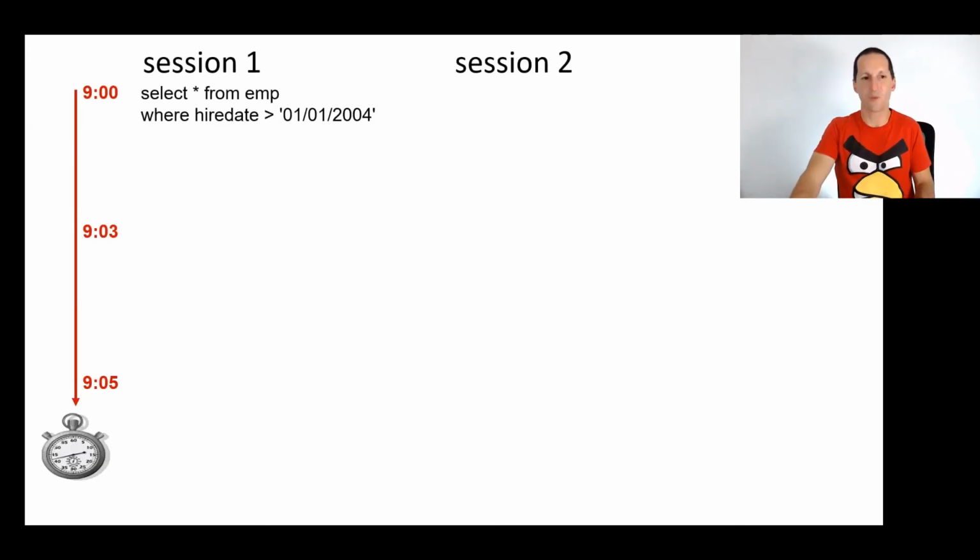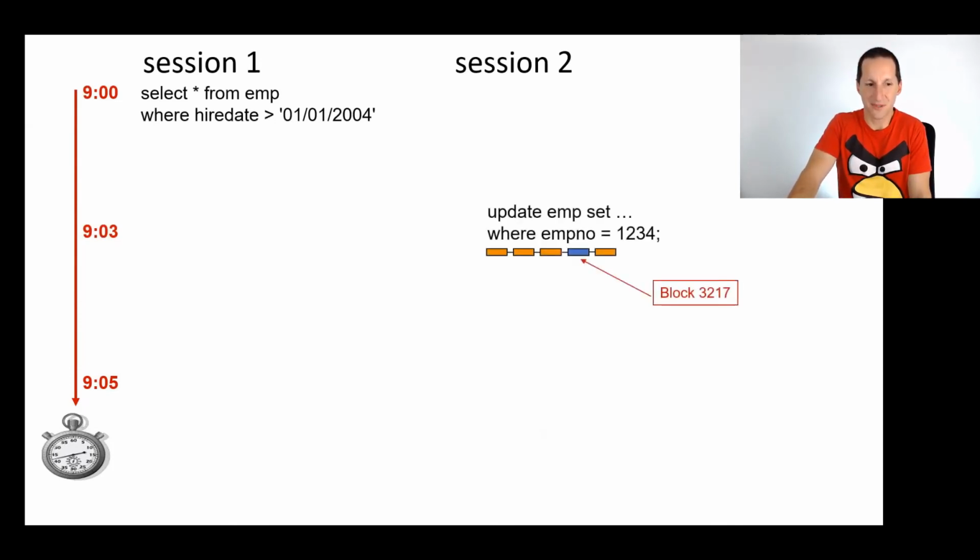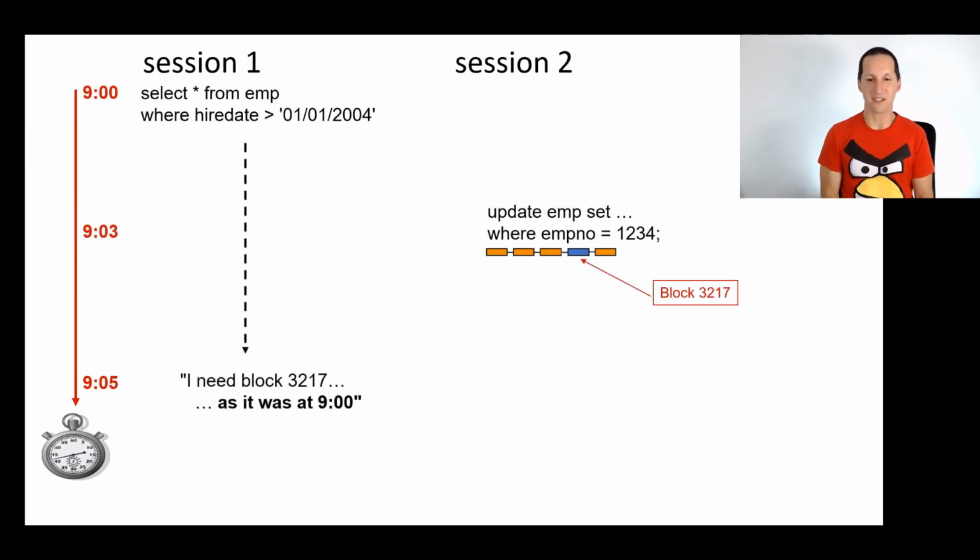You can see on the left, I've got session 1 at 9 a.m. He starts a query. And even though at 9:03, session 2 comes along and changes the employee table, it doesn't matter. Session 1 is going to see that data as it was at 9 o'clock. What that means is, though, at say 9:05, let's say the employee table is very big, when session 1 finally stumbles across block 3217, which is the block that was changed by session 2 right there, well, he's going to see that version of the block which has been altered at 9:03, and he needs that block as it was at 9 a.m.